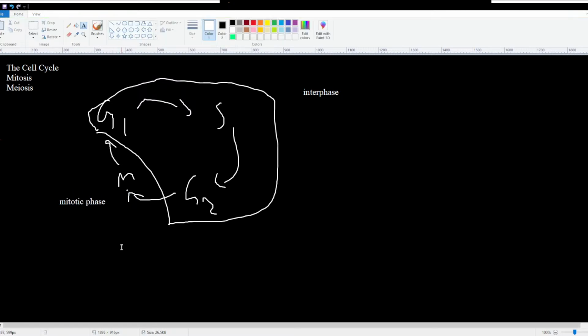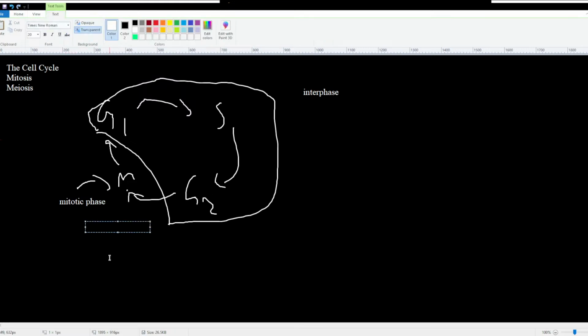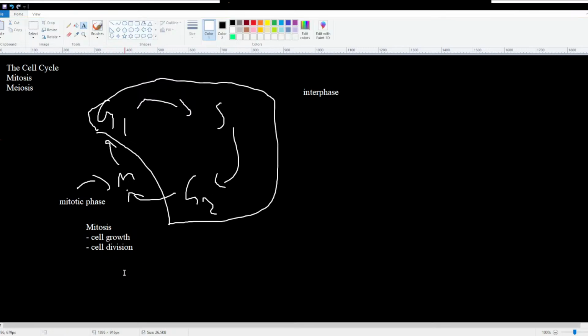Now the mitotic phase is kind of what we care about a little bit, because that's when the cell actually grows. Mitosis is cell growth, and of course cell division. And yeah, I don't have much else. So that's all happening during the M phase.